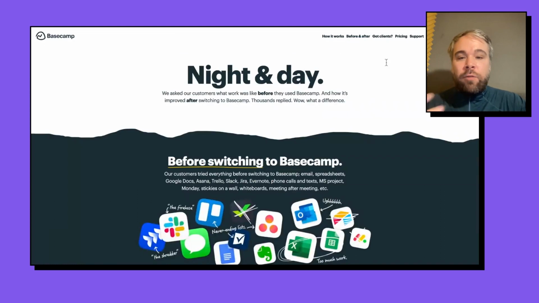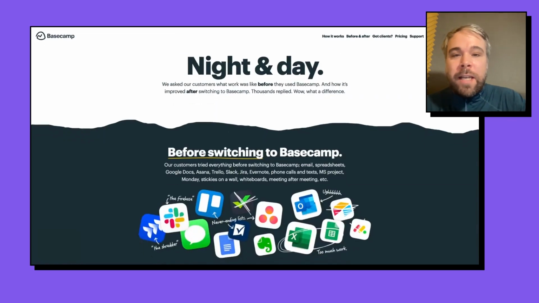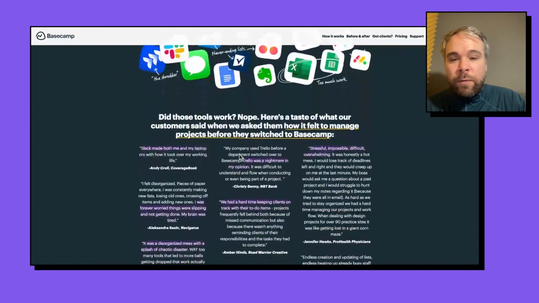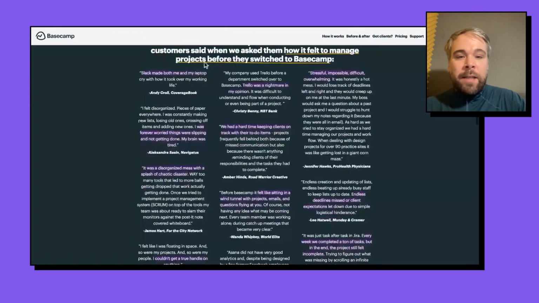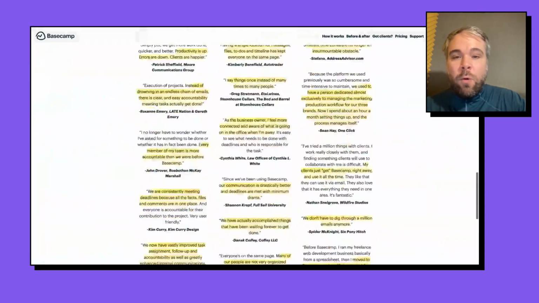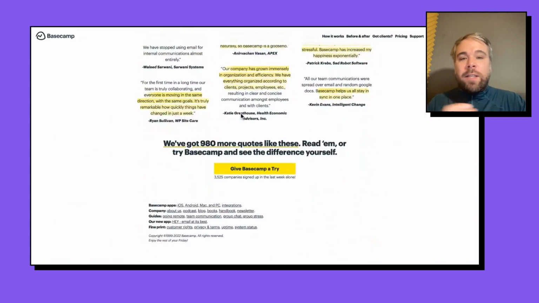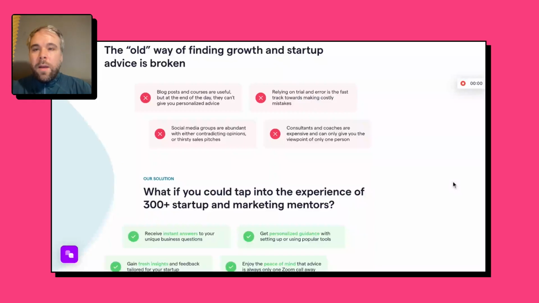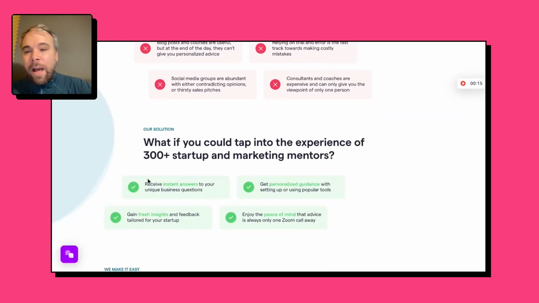And in terms of this literal interpretation, they have a whole page on their marketing website dedicated to the before and after, which uses all of these visual concepts to explain it, as well as hundreds of different testimonials of before and after. So they've taken this concept really far, and it's something you might want to consider on your landing page too. Growthmentor have also done quite a literal interpretation of the before and after. They say here, the old way of finding growth and startup advice is broken, and then have 4 reasons why they believe it's broken. And then they have 4 reasons why they think Growthmentor is the right solution.